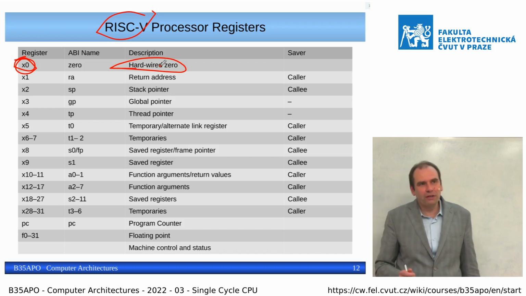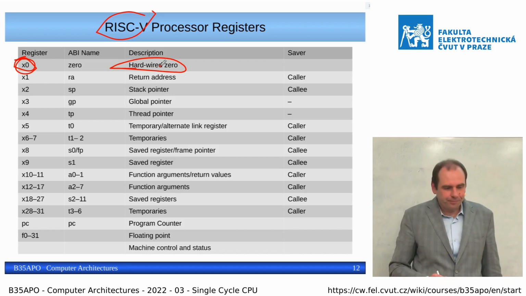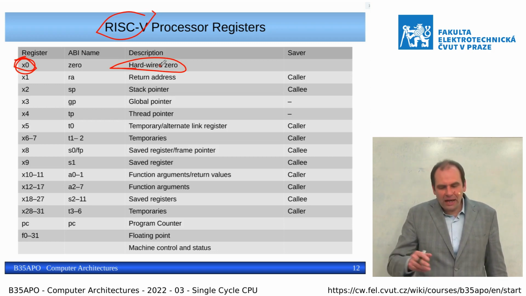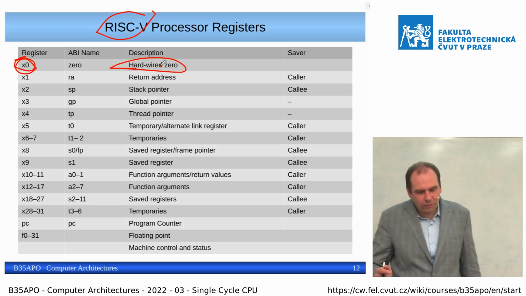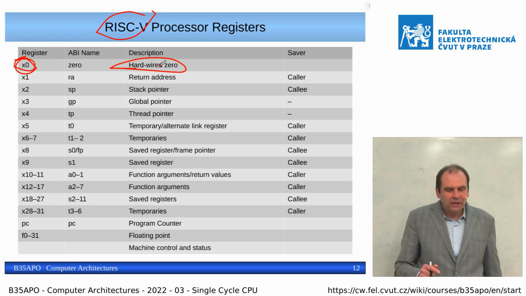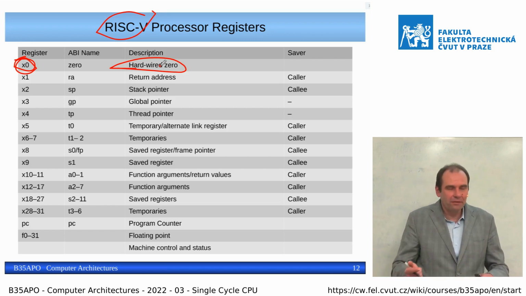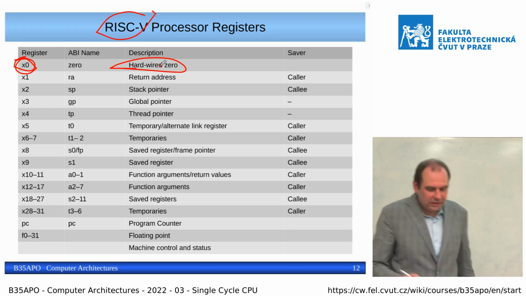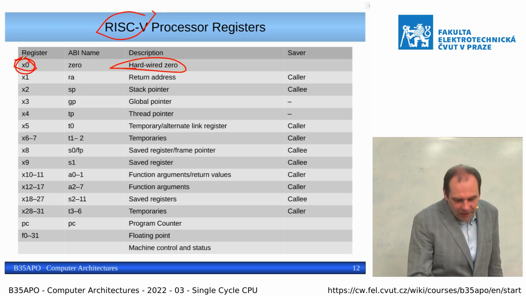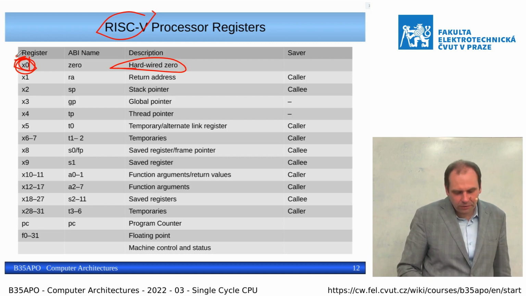For example, if you want to address with an immediate address, then you can say, okay, add a 0 to it. Or if you want to provide a constant to the register, then you can say, okay, I want to add a 0 with some value, and so on. So this is the reason that we have one register which is hardwired to 0.